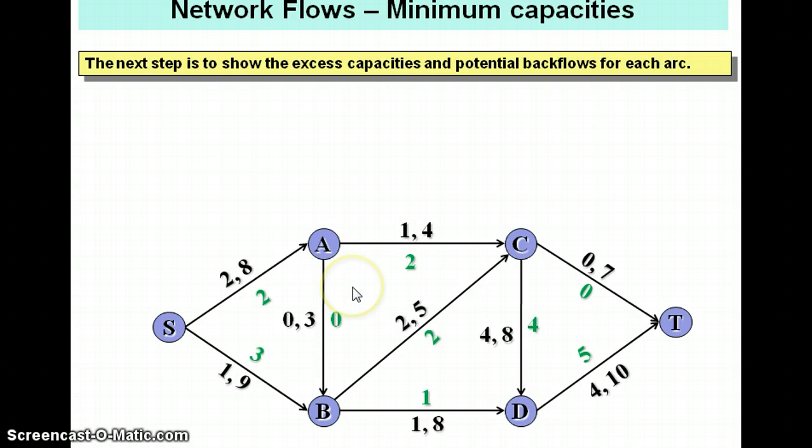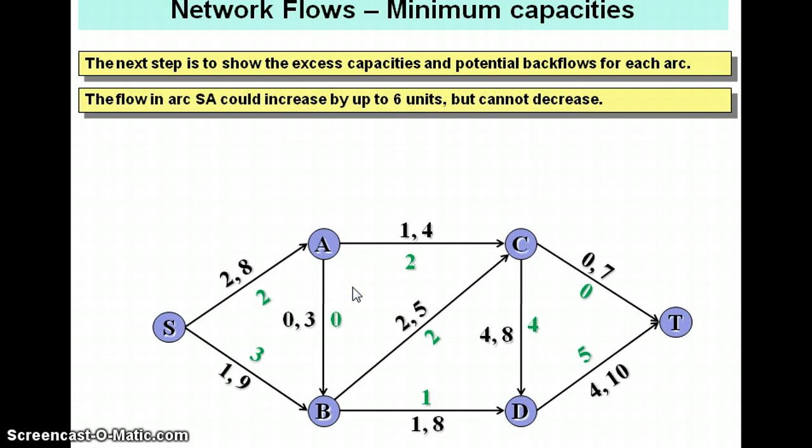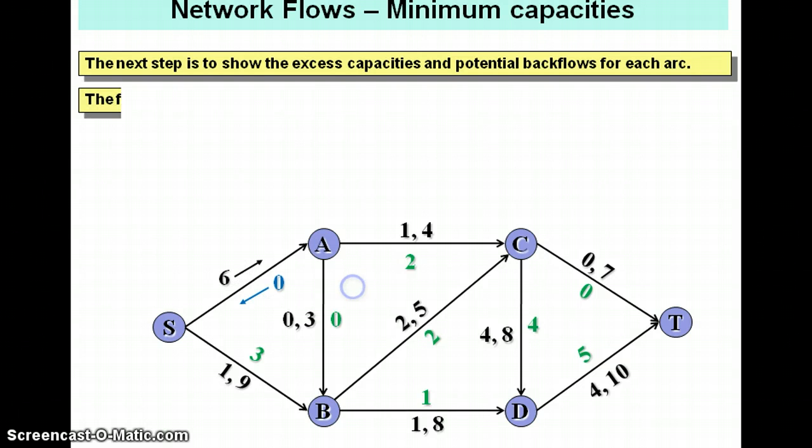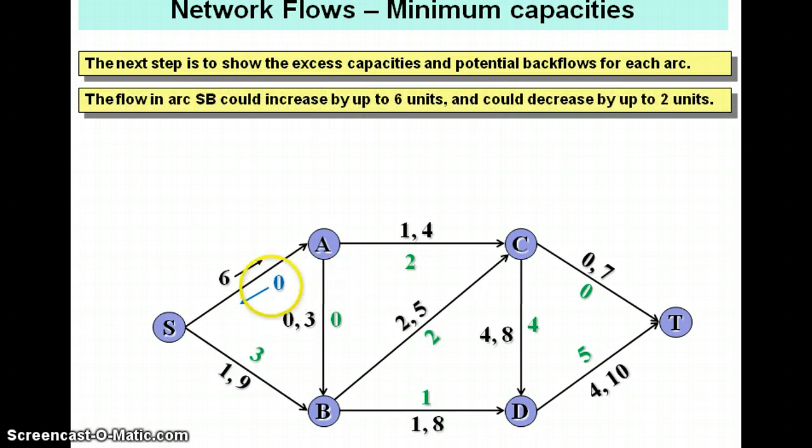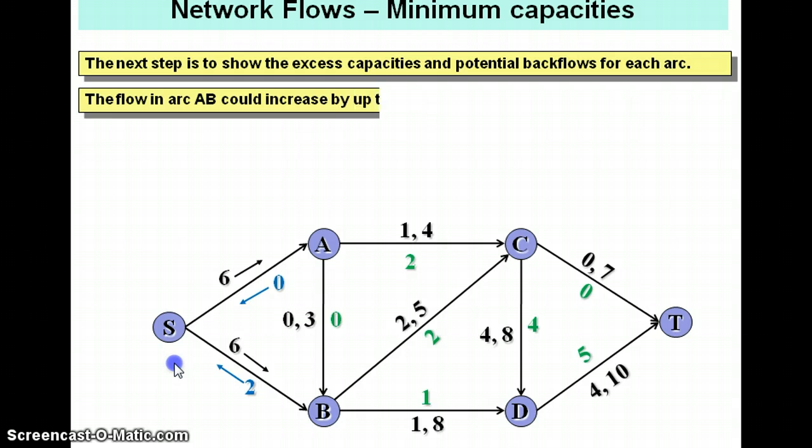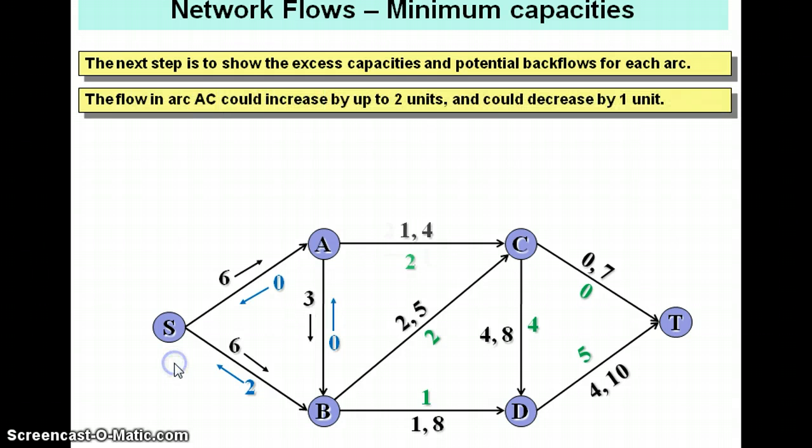We again will do this for the whole network. So if we start with SA, where we can increase by 6 and cannot decrease, we put 6, 0. For SB, you can see here that we can increase by 6 from 3 to 9 and decrease by 2. So we put 6 and 2. And we continue this now for the rest of the network.